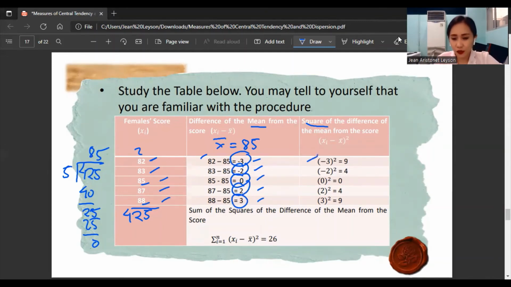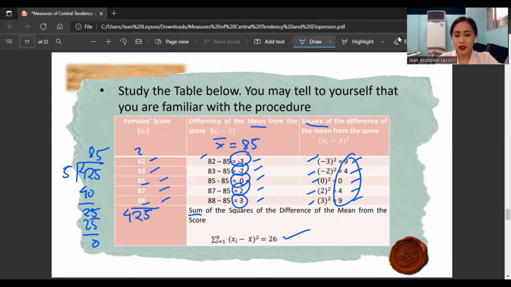So negative 3 squared, that's 9. Negative 2 squared, that's 4. 0 squared is 0. 2 squared is 4. 3 squared is 9. If we say square, simply multiply the number by itself. So negative 3 times negative 3, negative 2 times negative 2, and so on. The third step is to find the sum of the squares of the differences of the mean from the score. So simply add all the answers that we got here. That's 9 plus 4 plus 0 plus 4 plus 9.